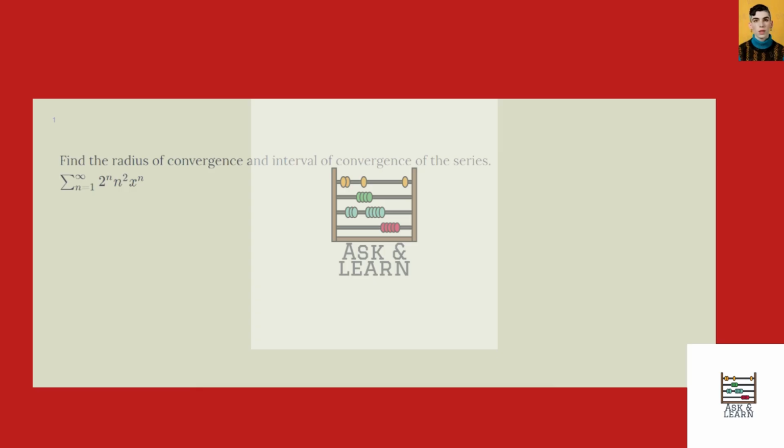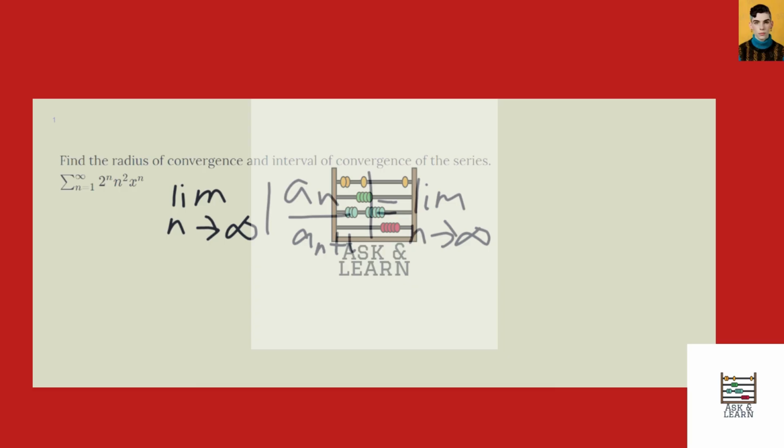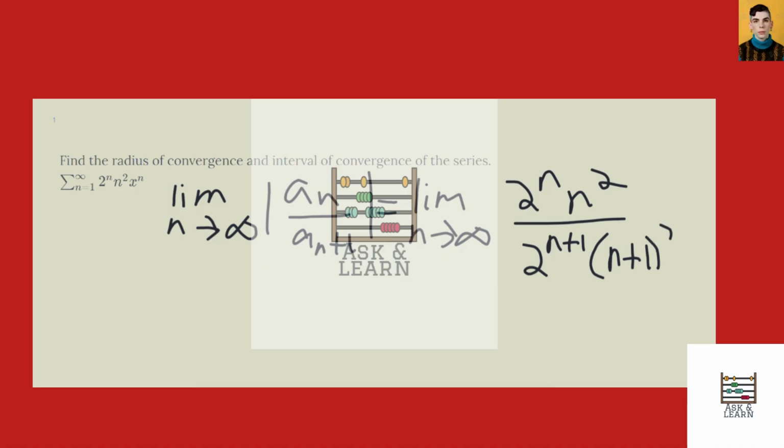For the radius of convergence, we take the limit as n goes to infinity of the absolute value of a_n over a_(n+1), and we want this to be less than 1. The a_n here is 2^n times n squared. So up top we're going to have 2^n n squared. Down in the denominator we have 2^(n+1) times (n+1) squared.